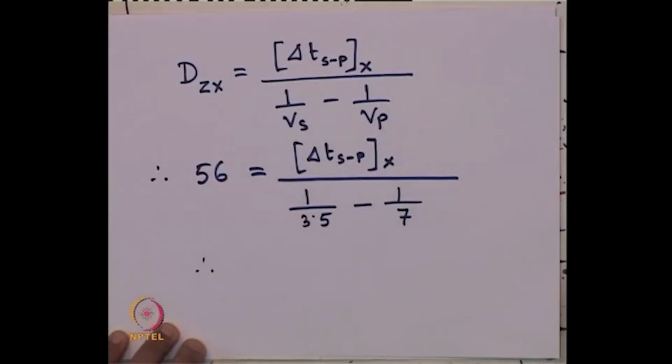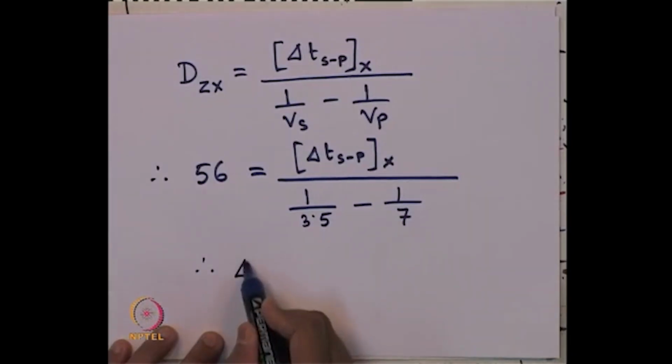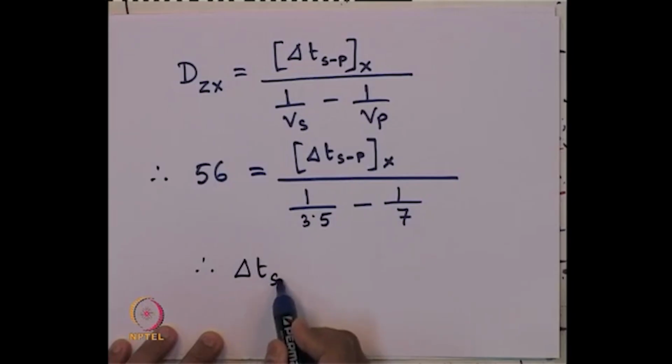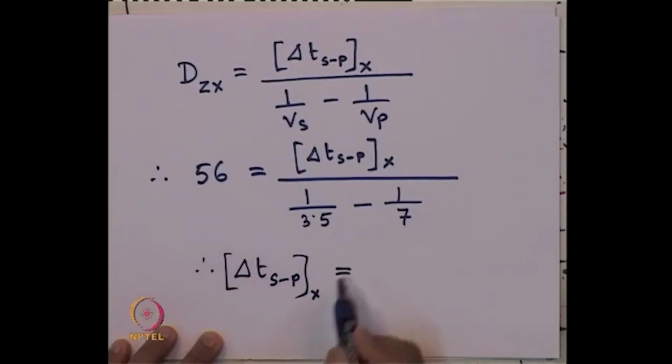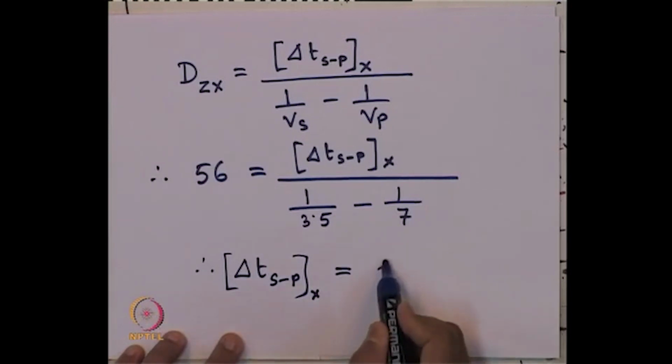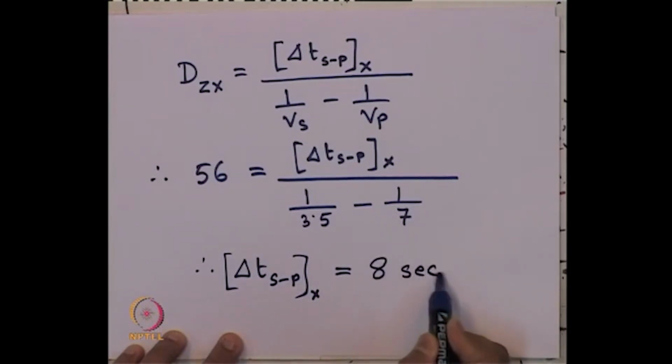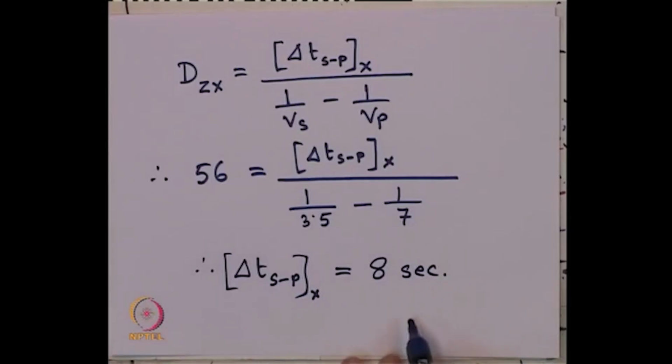Therefore, by solving this, how much are we getting? So, delta t of S minus P at station X is coming out to be 8 seconds. So, that is the answer to this question number 4.